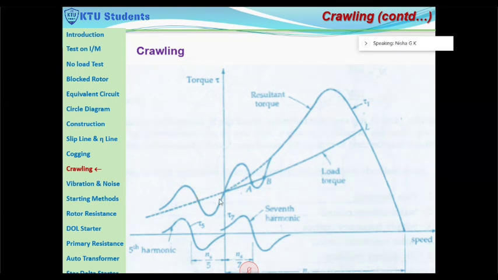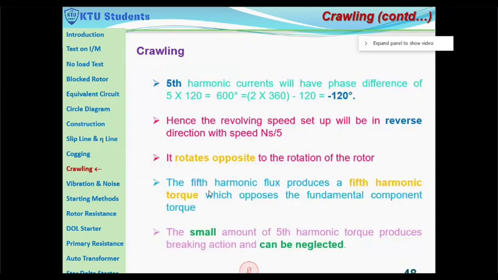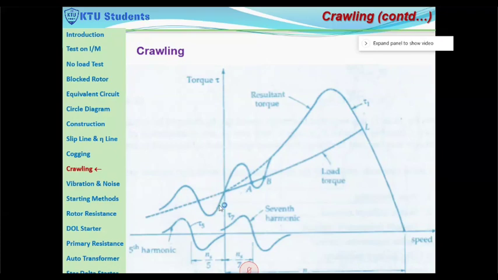If you are considering the fifth harmonic, it will have a phase difference. Fifth harmonic means 5 into 120, so you are getting 600. 600 means 2 into 360, that is 720 minus 120, so you are getting 600. So it will have a phase difference of minus 120. Minus 120 means this flux will always set up a revolving speed in the reverse direction. So that means it will always oppose the fundamental torque. So this will always cause a braking action also. Since it has a lesser magnitude, we can neglect that one.